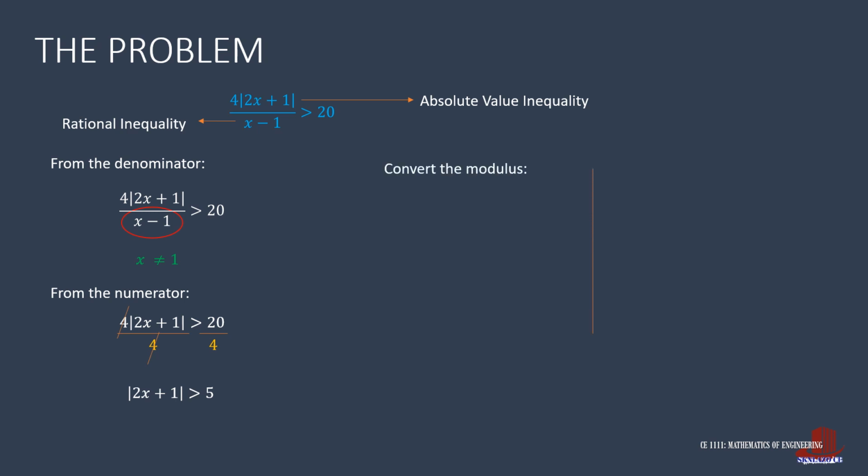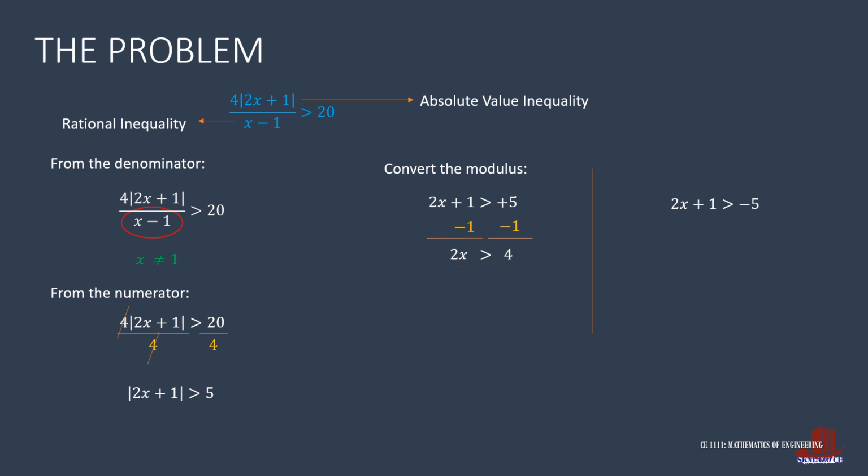To tackle the modulus, we identify the definition of absolute value, where the inequation turns into 2x plus 1 is greater than positive 5, and also the expression is less than negative 5. Next is to look for the values of x. So from the first inequation, subtract 1 to isolate 2x plus 1. This leaves us with 2x greater than 4.